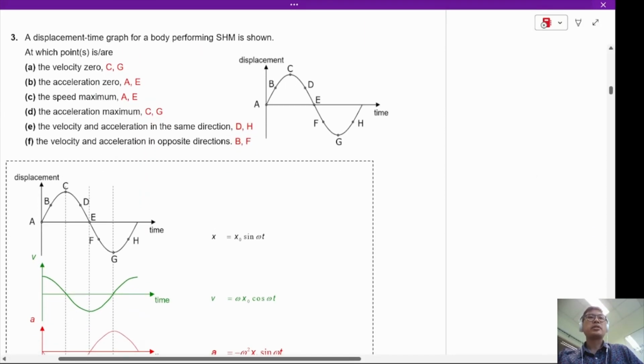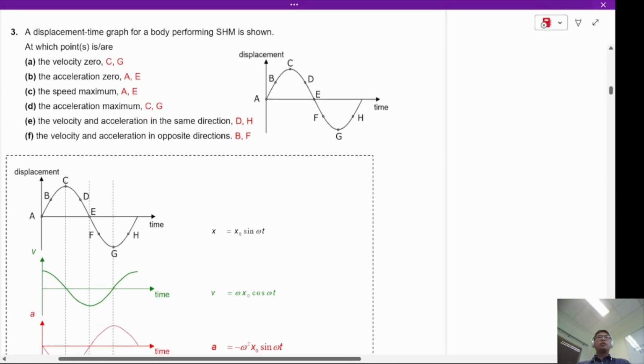Now let's take a look at question 3. The displacement time graph for a body performing SHM is as follows. At which point is the velocity 0, acceleration 0, the speed maximum, acceleration maximum? Okay, the velocity and acceleration in the same direction and the velocity and acceleration in opposite directions.